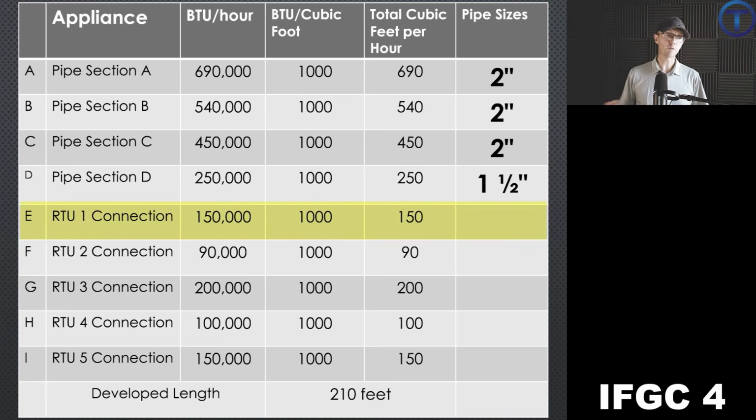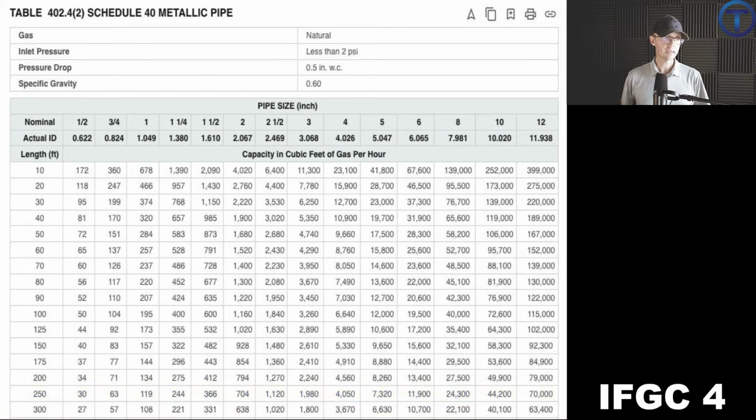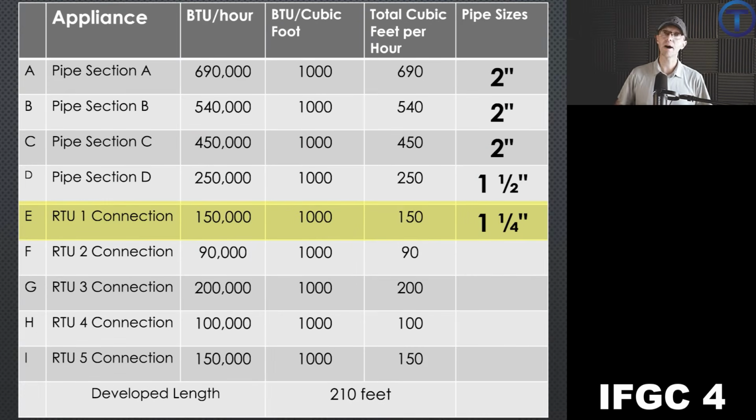For section E, rooftop unit 1 has 150 cubic feet per hour. So we'll take it on that line, 250. We've got 150. It's more than 119. It's less than 244. We can stay in that column, go up to the top. We're going to have 1.25-inch pipe for that rooftop unit on the branch of E. Let's go to branch F.